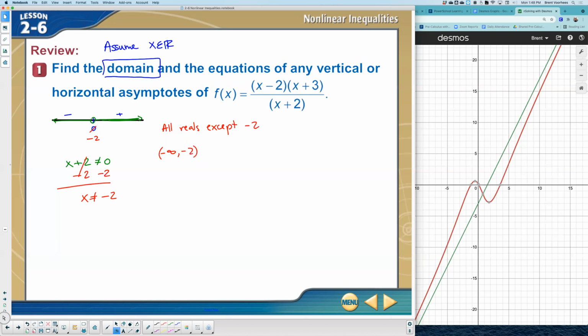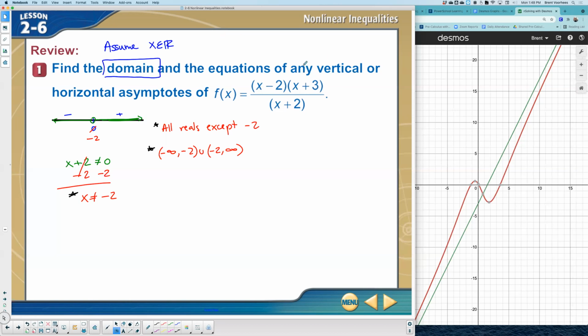Open circle means a parenthesis break. And then we have a second interval that also starts at -2 and goes to positive infinity. You could also write it this way. So there's 3 different ways I just showed you. There it is in English. Here it is in interval notation. And here it is using inequalities. All 3 mean the same thing.